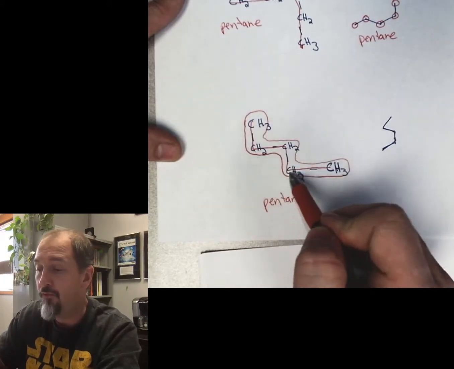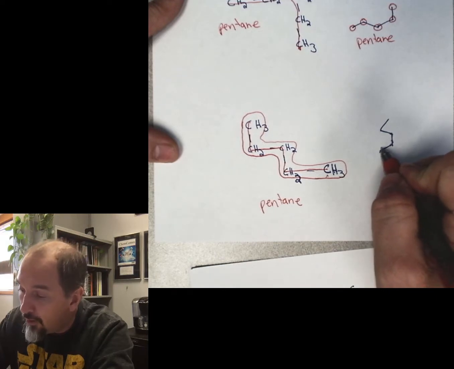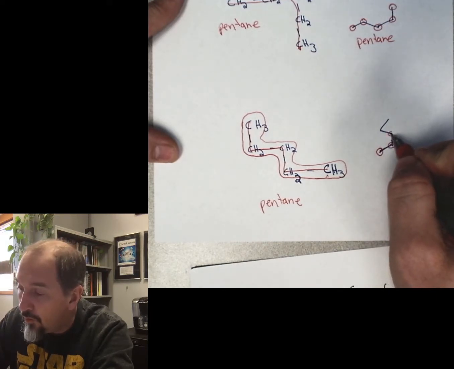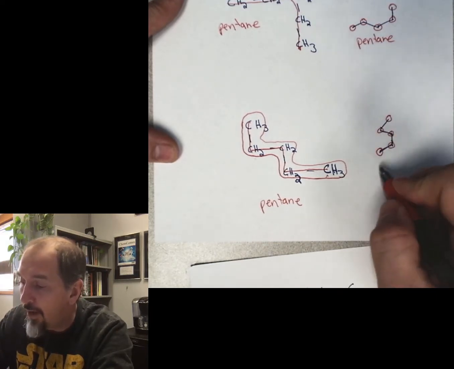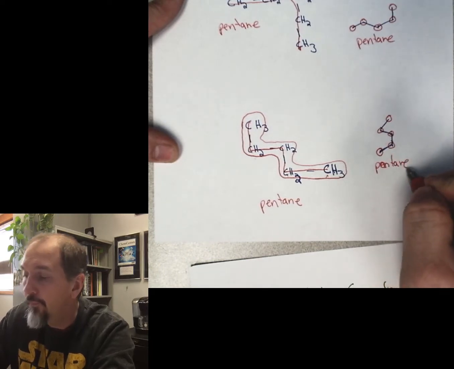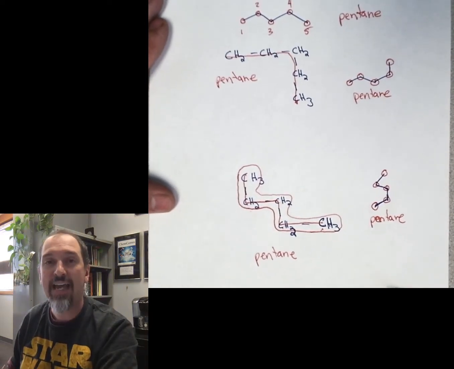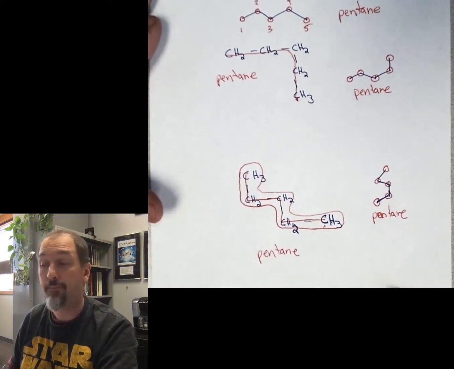1, 2, 3, 4, 5 carbon atoms. Same thing for the skeletal formula here. 1, 2, 3, 4, 5. Also pentane. So if they're all in a line, different ways of representing the exact same thing, pentane.